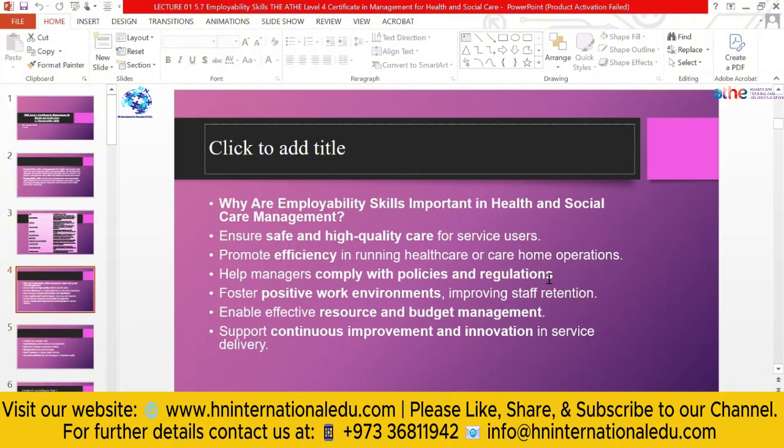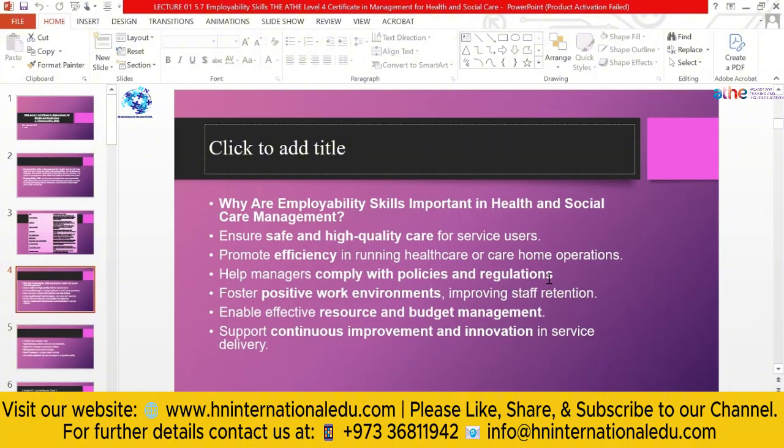Promote efficiency in running healthcare or care home operations, because most of the hospitals and clinics are now businesses. They have branches too. Health managers comply with policies and regulations. No matter what sort of service you're providing, you are answerable to the government and the policymakers.